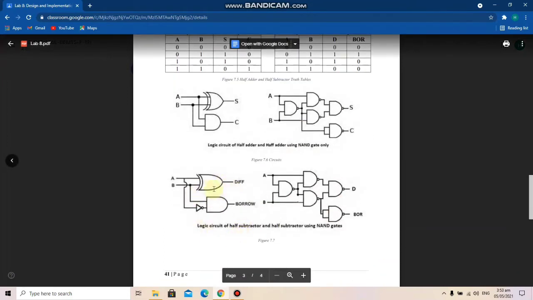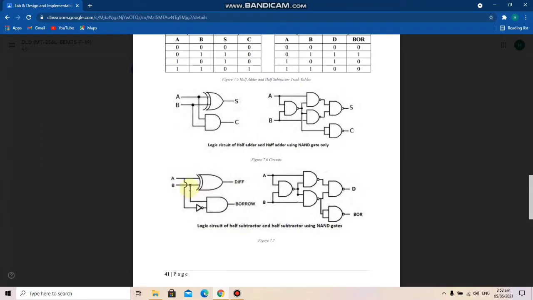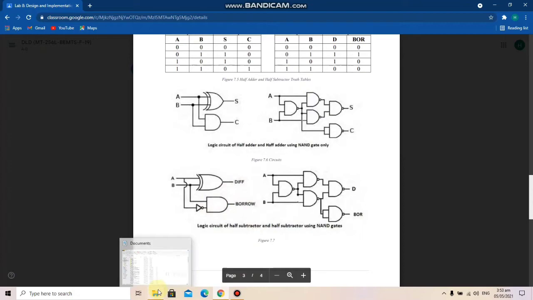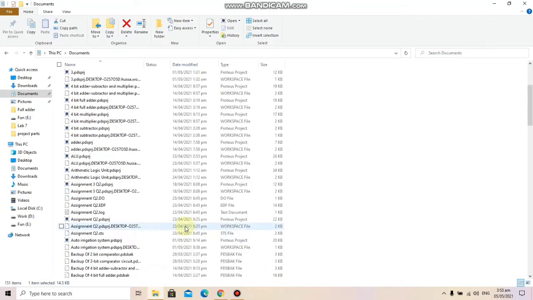So here is the basic logic circuit diagram of the half subtractor. The inputs A, B are connected to the XOR gate and to the AND gate, in which the NOT of A is connected to the input of the AND gate, and the two outputs are difference and borrow. So let me show you the implementation of this.